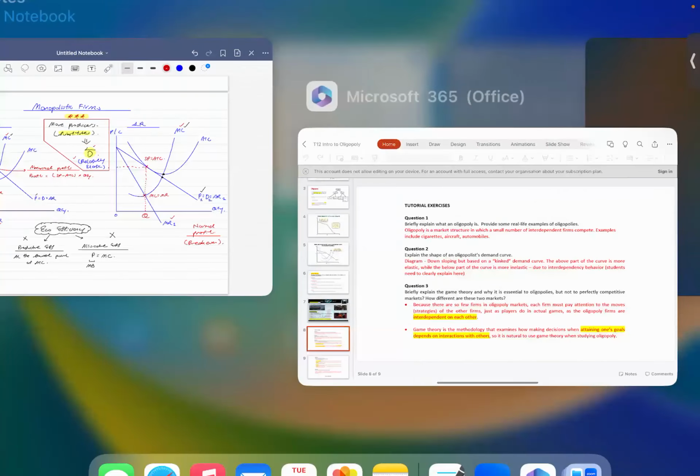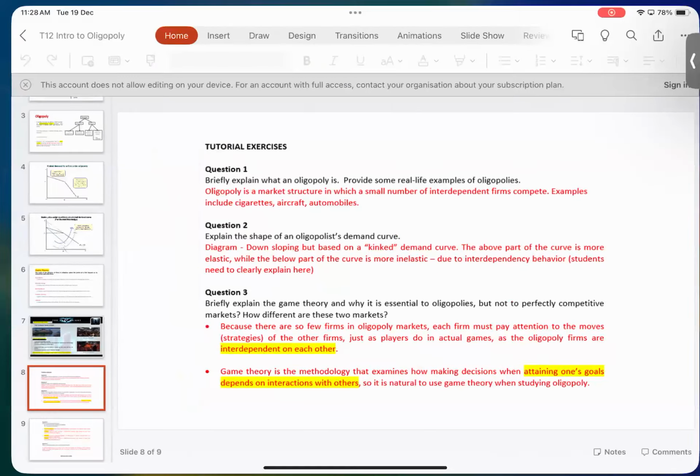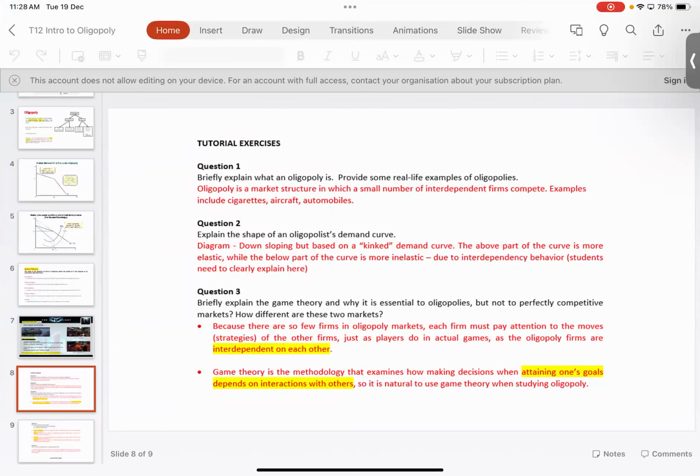Hey, I thought you have the documents as well, right? Yes. Just in case you're wondering.